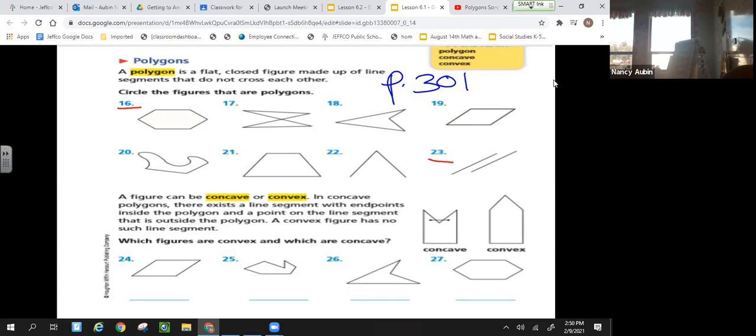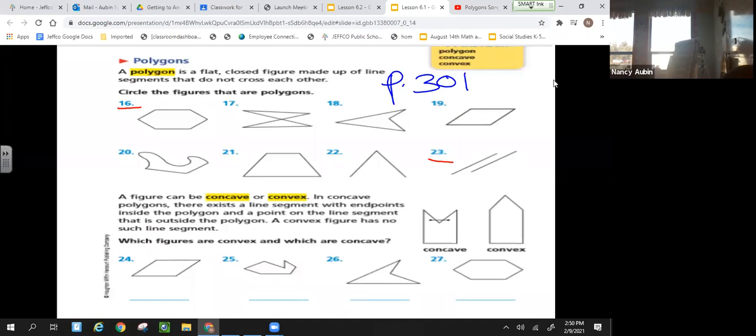It has to be flat, closed. Why not? Why do you think it's closed? It's still a polygon. Why is that not a polygon? Oh, read the definition. Look at the definition again. Remember? How many sides? All right, let's see how we did.